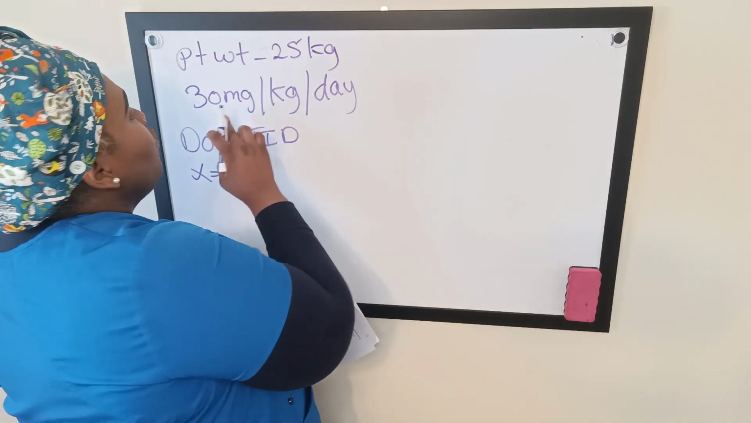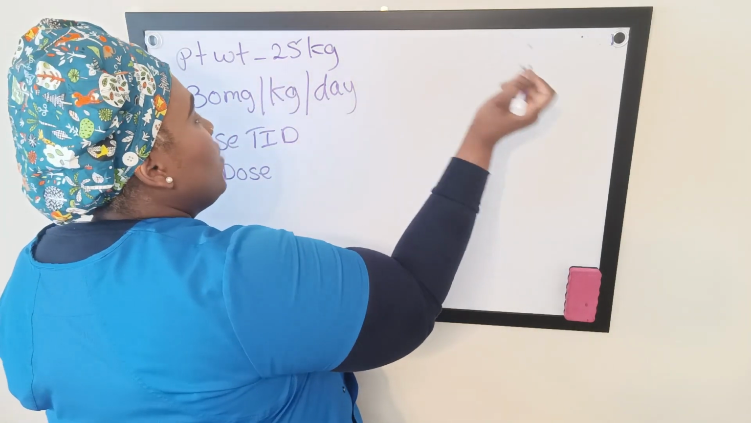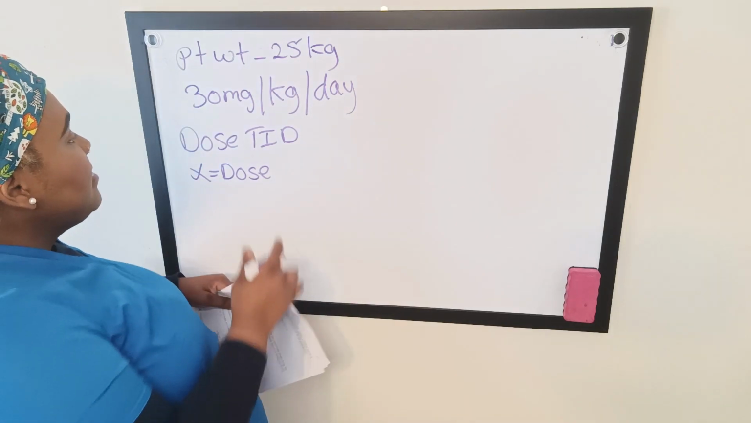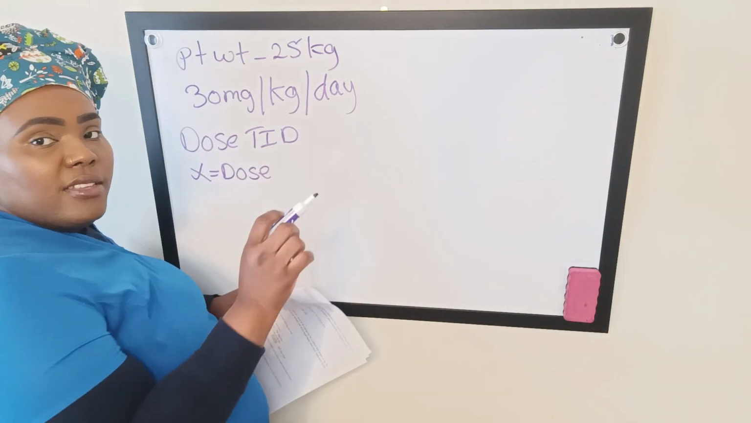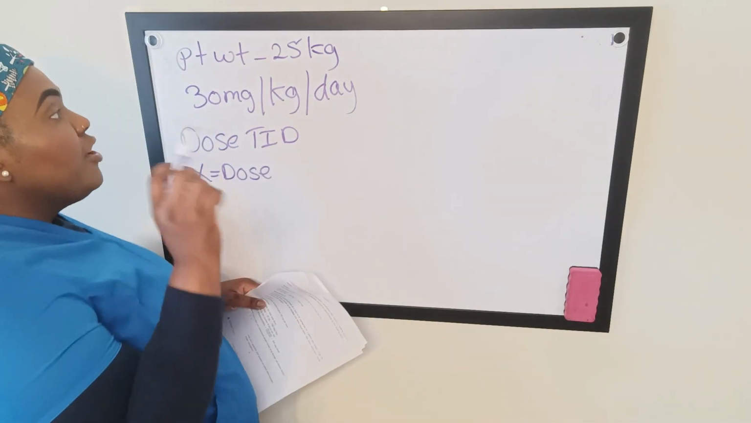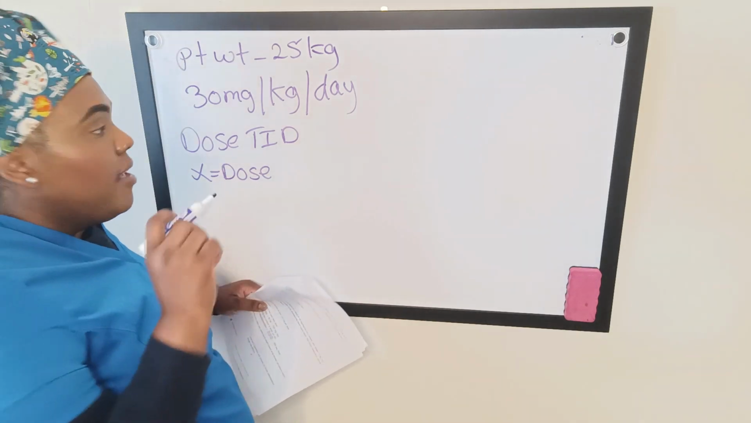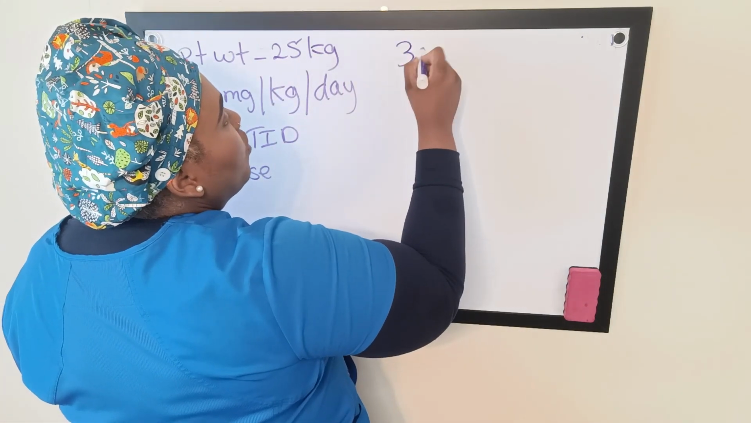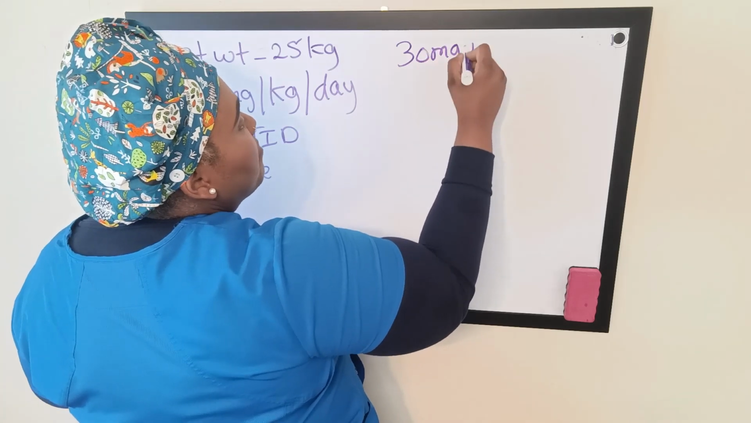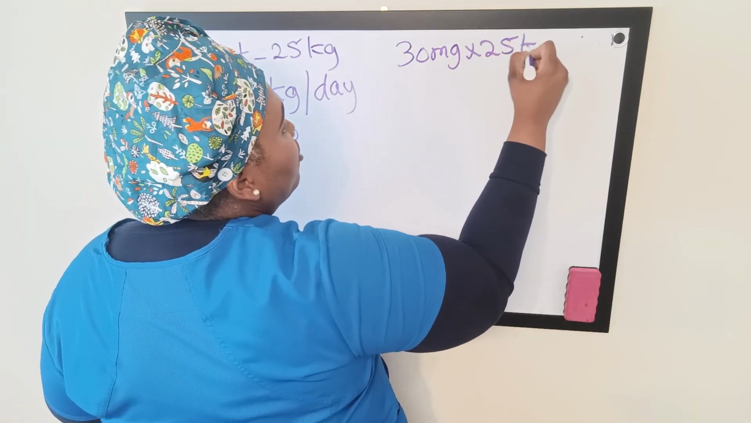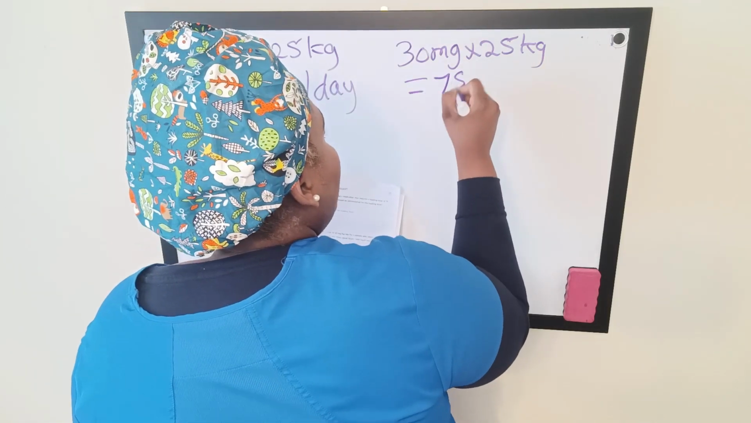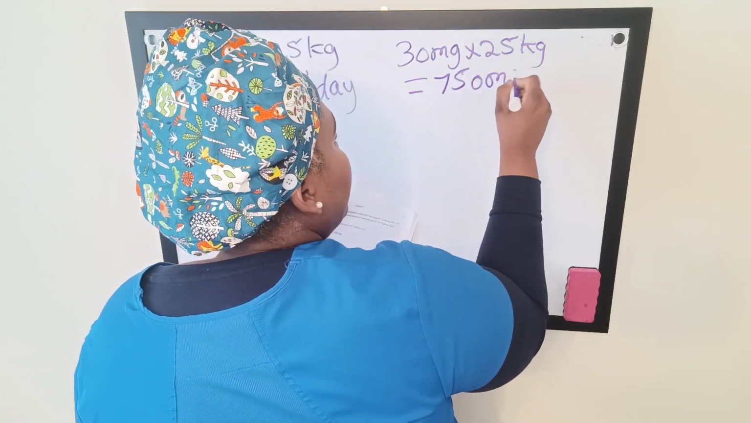So what do we do? We take our patient's weight and you multiply. Why? Because it says here we are giving this patient 30 milligrams for every kilogram that they weigh. Here our patient is 25 kilograms. So we're going to do 30 milligrams multiplied by the 25 kgs, which will give us 750 milligrams in a day.